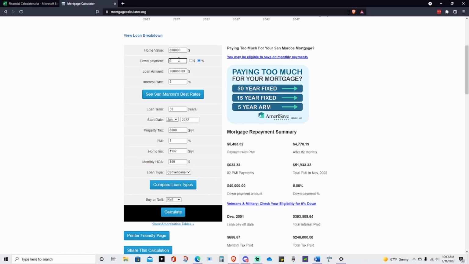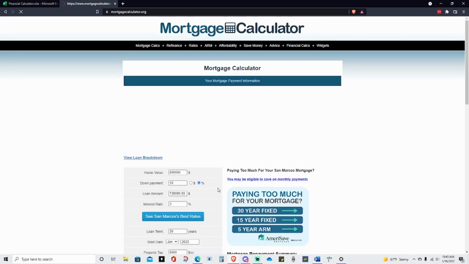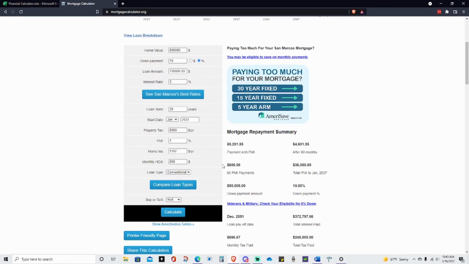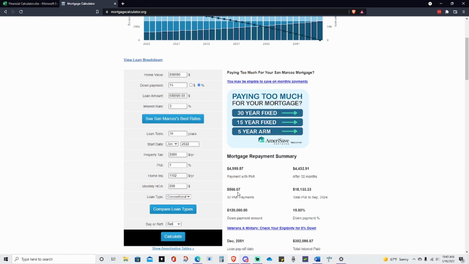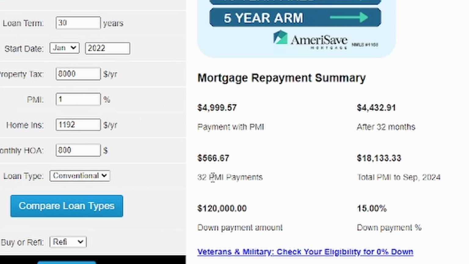So let's change that to 10%, and let's go ahead and hit calculate. As you see, not only does my PMI payment go down, but the total payments go down. Now I can only make 60 PMI payments. So that's about $36,000. Yep, $36,000. And what if I change that to 15%? If I look at 15%, I will only have this $567 payment for almost 3 years.